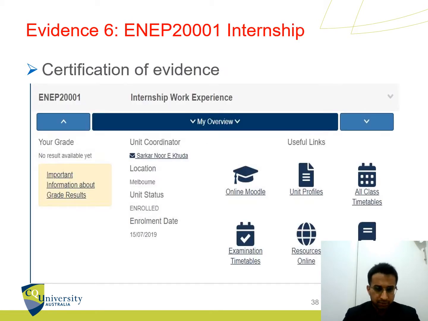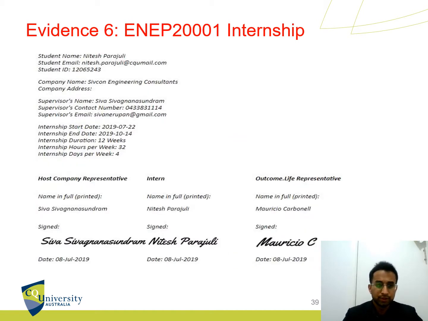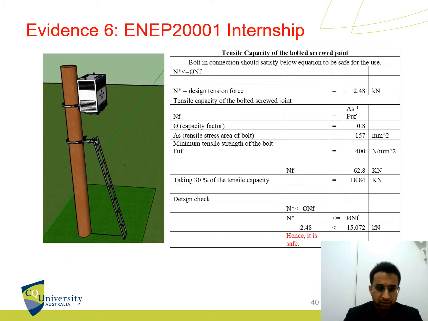This is my sixth evidence, where I am still enrolled. This is the contract between me and the host organization, and these are the things I have done in my internship. The first one is a 3D model of timber along with a ladder support bracket, and the second one is the tensile capacity of a bolt screw joint and its calculation and capacity check.